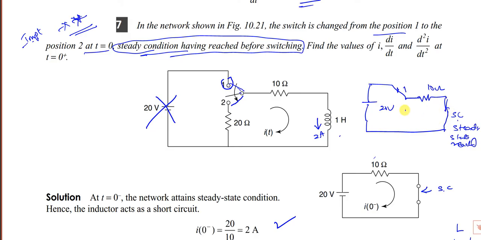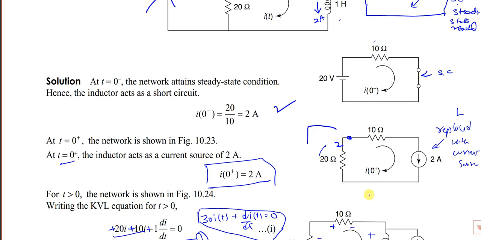Once it acts as a short circuit, now for I of 0 minus, in this circuit the voltage is connected, 20 volts, and a resistance is there. So 20 by 10 is 2 amps. 2 amps is already flowing in the inductor. So once you change the position to the other switch, the inductor has some initial current already flowing. See here, it is not open, it is a short circuit. So current is flowing in the inductor. There is an inductor, but it is behaving like a short circuit. So initial current is flowing in the inductor.